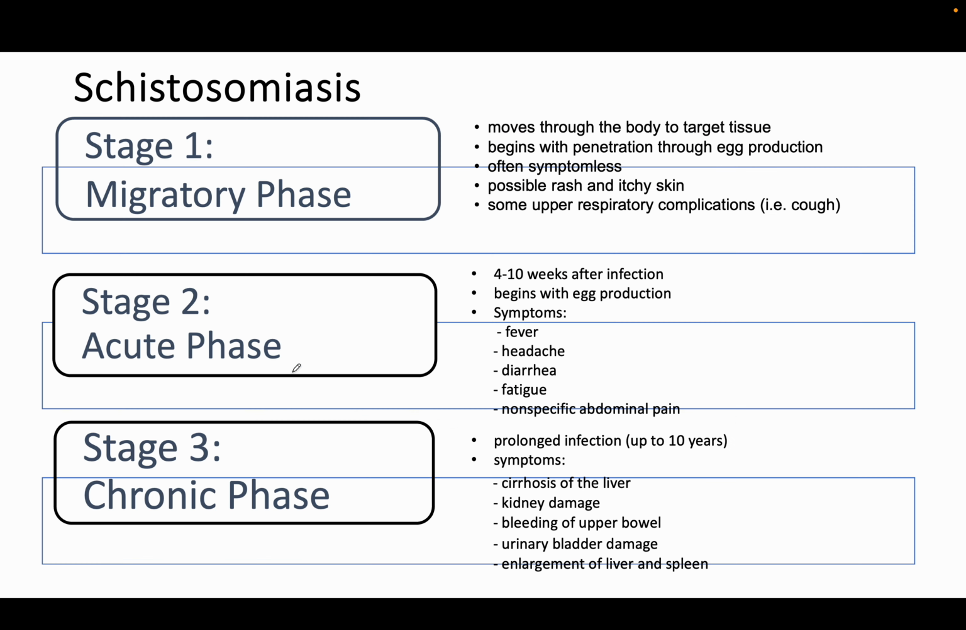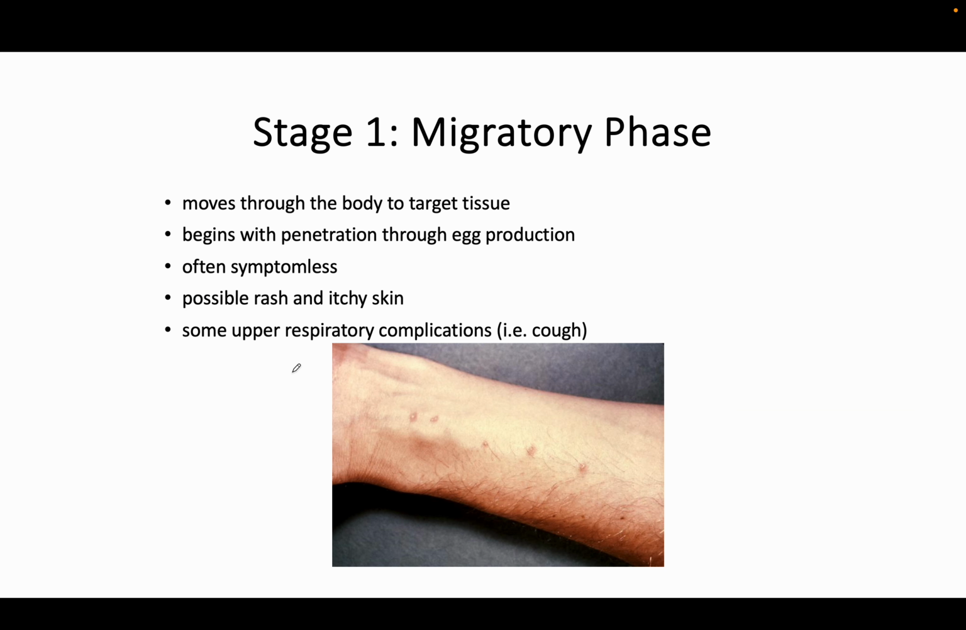Okay, so the infection has three key stages: a migratory phase, an acute phase, and a chronic phase. Let's take a look at these stages. During the migratory phase, the cercaria moves through the body until they lodge into the target tissue. They begin with penetration before egg production, and often this first stage is symptomless. What you can visually appreciate could be a rash and itchy skin, and in some cases upper respiratory tract complications such as coughing.